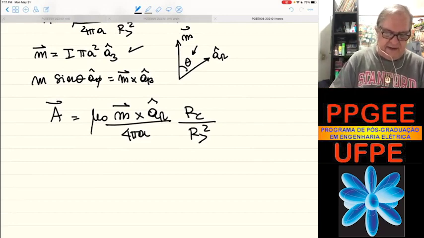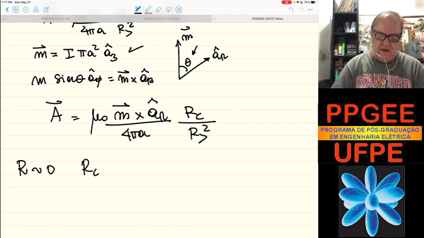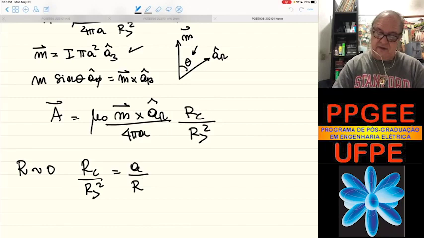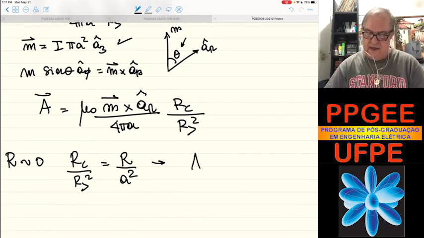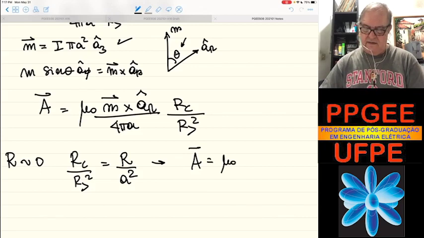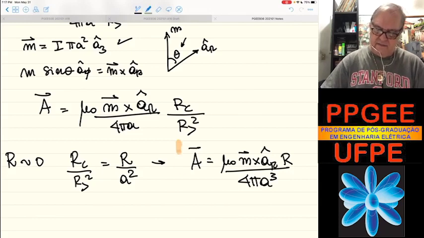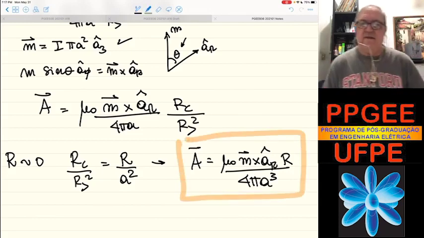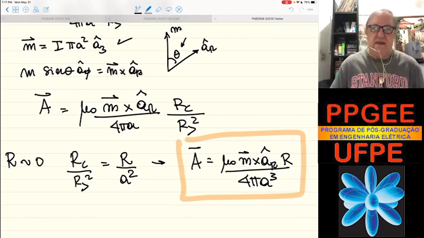So for r near the origin, we have r smaller over r larger square equals r over a square. I'm sorry, the other way around. In other words, the vector potential goes linearly with the distance. That's how it is. It goes linearly. On the z-axis, the vector potential is going to be 0, because the circular lines become 0 on the z-axis.